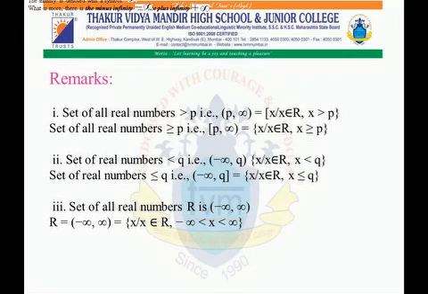Now third point, set of all real numbers R is from minus infinity to infinity. R is equal to minus infinity to infinity. We have all positive numbers, negative numbers, fractions, rational numbers. So all real numbers are included in the set R. All the numbers from minus infinity to positive infinity are called real numbers, and in the set form we represent it as x such that x belongs to R, x is more than minus infinity and less than plus infinity.